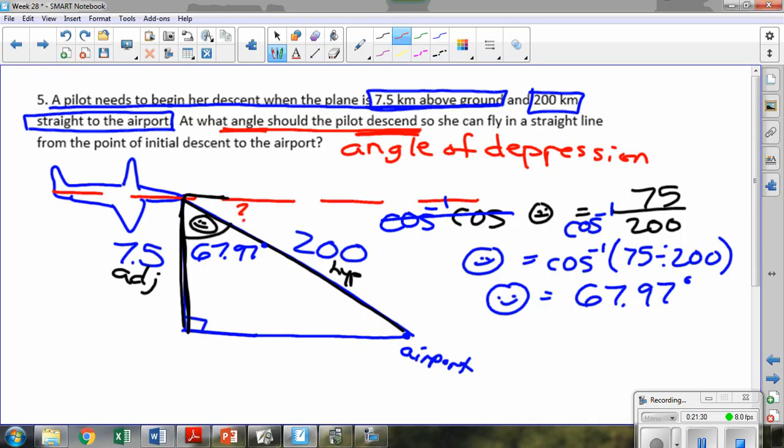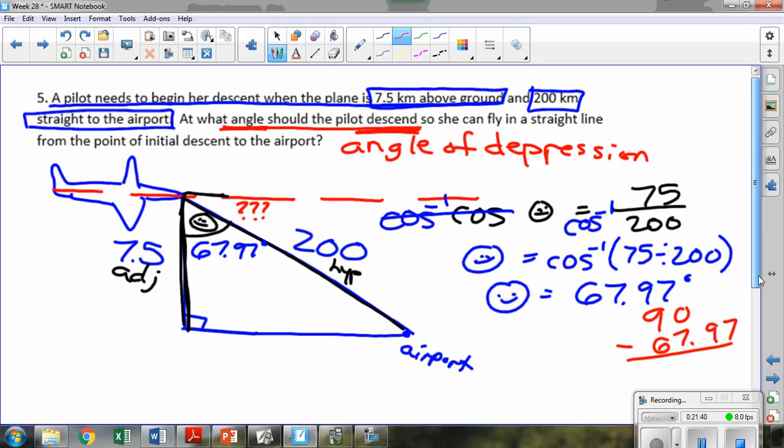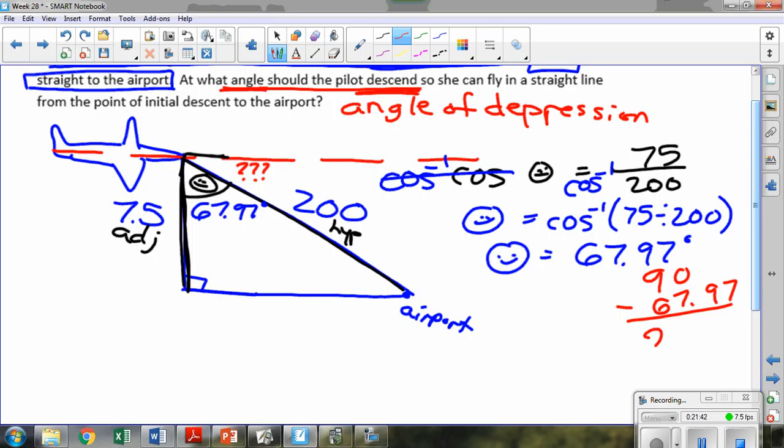Once again, though, this is the one we wanted. So how do we get it? Just subtract it off of 90. 90 minus 67.97 would give us 22.03 degrees. So that's what she needs, a 22-degree angle on her descent.